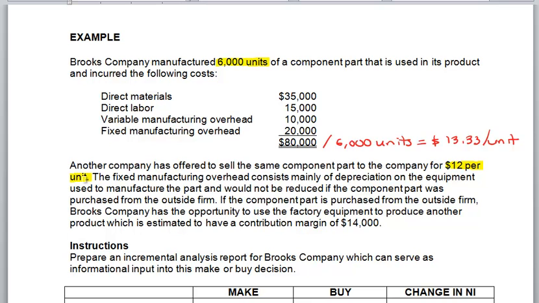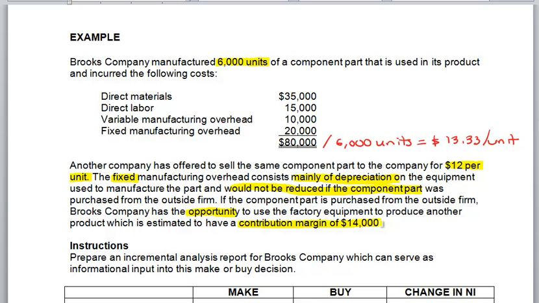The fixed manufacturing overhead consists mainly of depreciation on the equipment used to manufacture the part and would not be reduced if the component part was purchased from the outside firm. If the component part is purchased from the outside firm, Brooks Company has the opportunity to use the factory equipment to produce another product, which is estimated to have a contribution margin of $14,000. So what that's saying is we'd be freeing up our factory to produce another component part using our same factory equipment, and therefore we can have an increase in our contribution margin due to that new component we'd be producing and selling of $14,000.